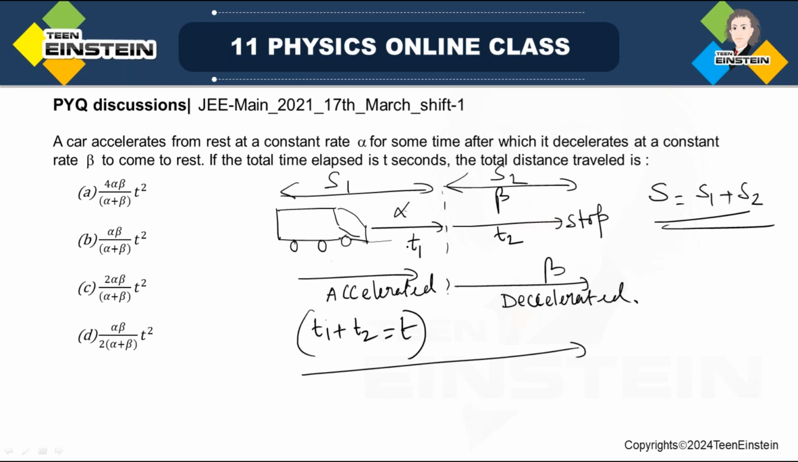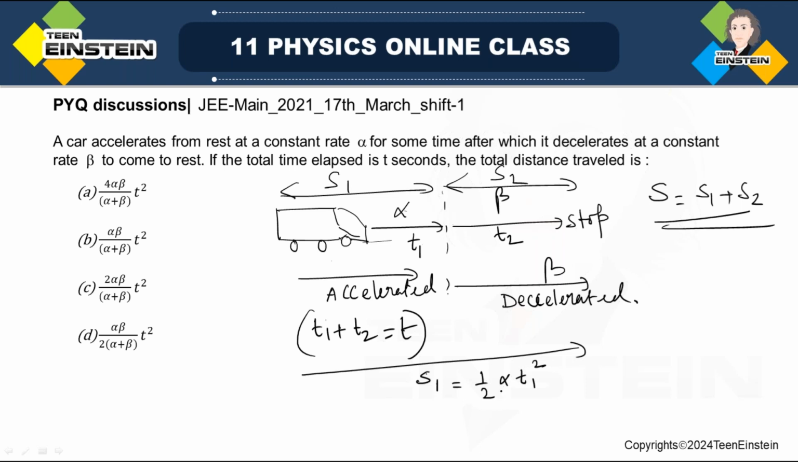So what I have supposed is that the car is traveling with acceleration alpha during t1 time, t1 seconds. So it is accelerated for t1 seconds. So I can find out what is s1 then. Initially it was at rest, so s1 is half alpha t1 square, right? We can find out that.